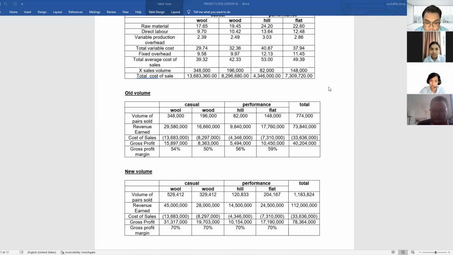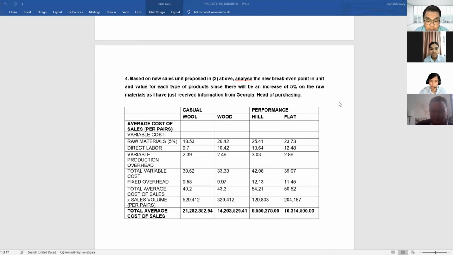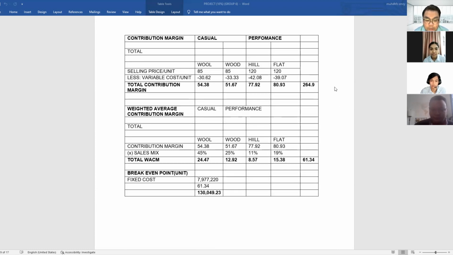And we increase the gross profit margin to 70%, and we get the volume of pairs sold for wool is 529,412, wood 329,412, hill 120,833, and flat is 204,167. So the next question is about the new break-even point. We are using the format and formula, and then we get the break-even point is 130,049. Next part I will pass to Shukri.